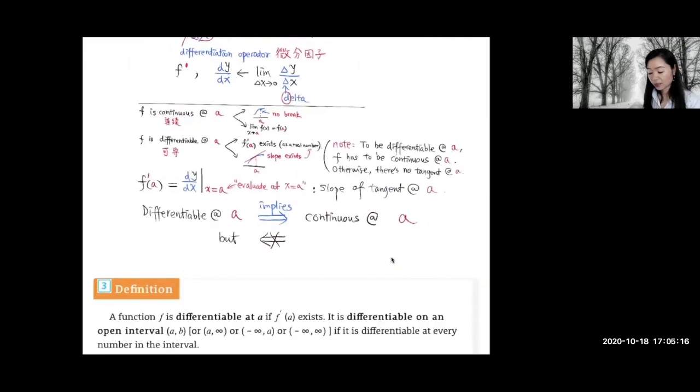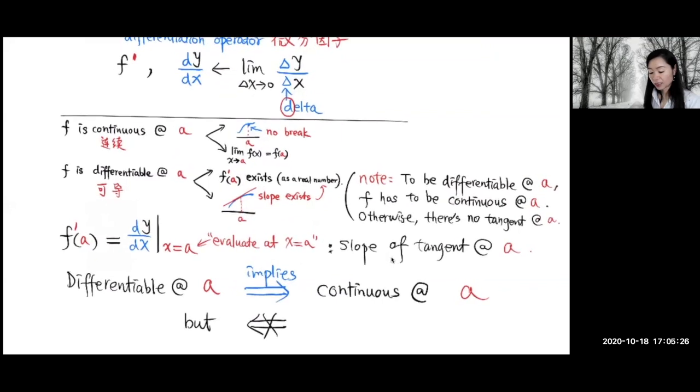Now, we say that a function is continuous at a if, looking at the graph, there's no break at a. The definition is that the function is continuous at a when the limit of this function as x approaches a is equal to f of a. That means you can directly substitute a into this function to find this limit.